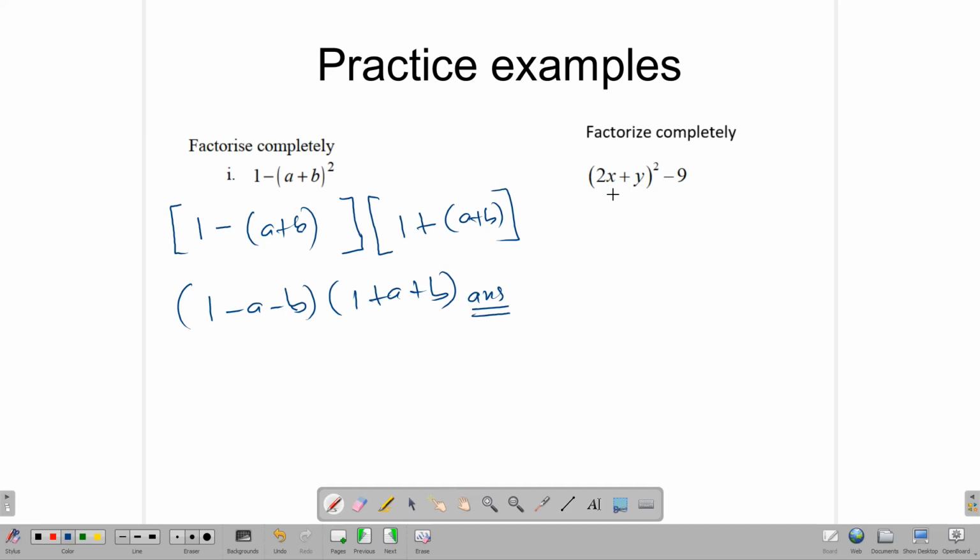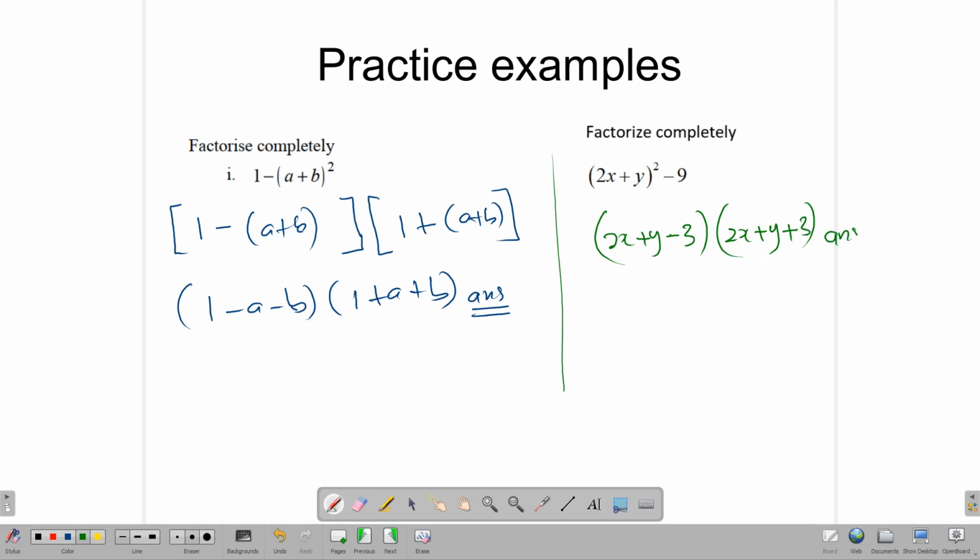Here we have another one, 2x squared, 2x minus y, all squared minus 9. So we're just going to go ahead and write it down. Let me use a different ink on this side. So we're going to have our two brackets. And the square root of this is simply 2x plus y, 2x plus y, write the same thing in both brackets, and the square root of 9 is minus 3 and plus 3.